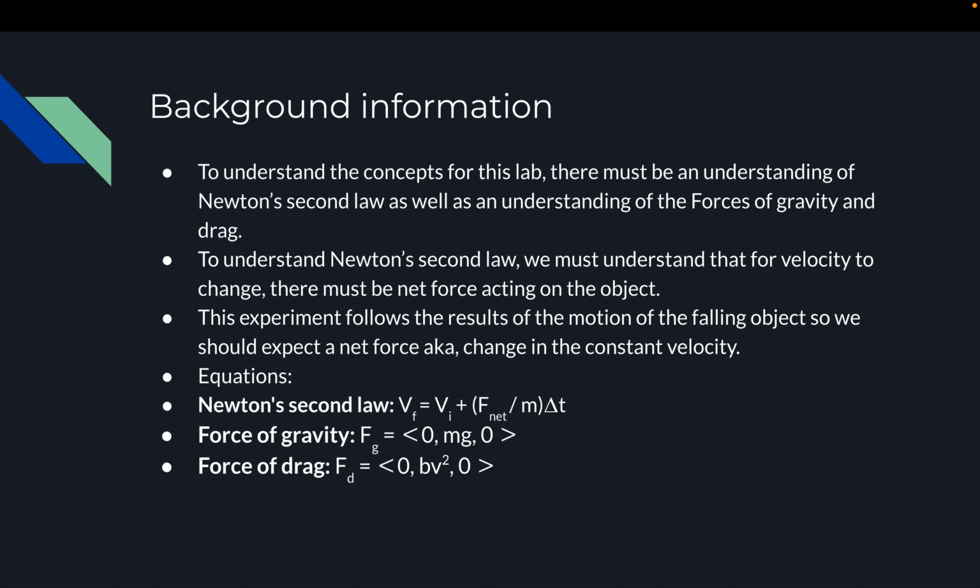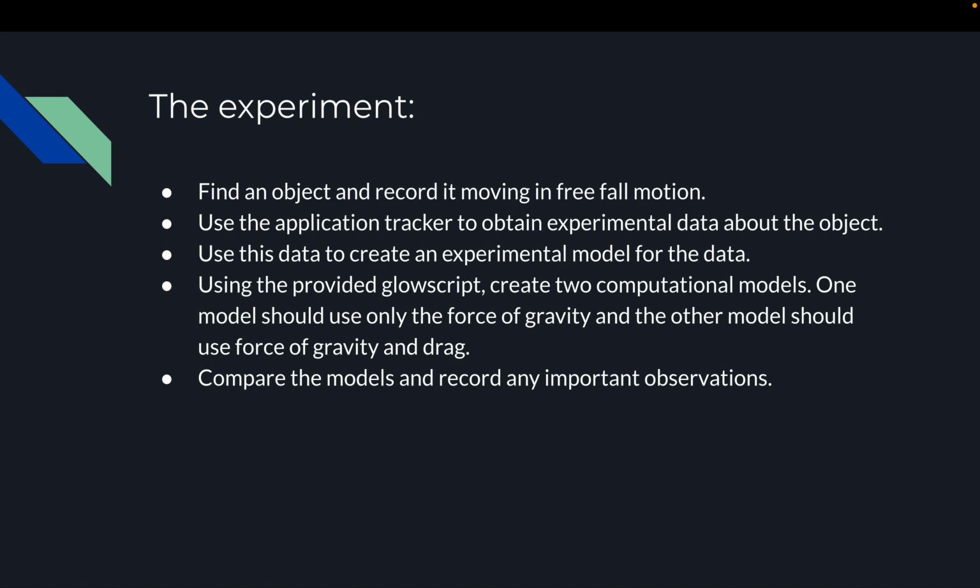So the equations in this case are Newton's second law, which is v final equals v initial plus F net over m times change in time; the force of gravity, F_g, which is <0, -mg, 0>, and this is the whole vector format, but in this case g would be equal to negative 9.8 meters per second squared; and the force of drag, F_d, is equal to <0, bv², 0>, and the b value will be shown later.